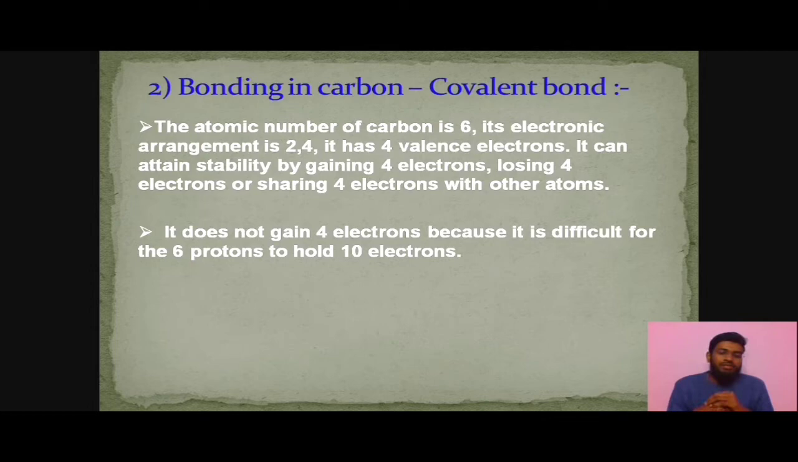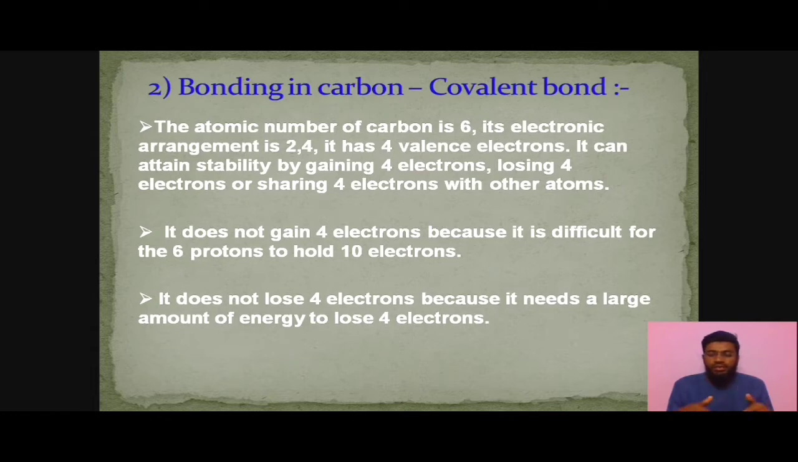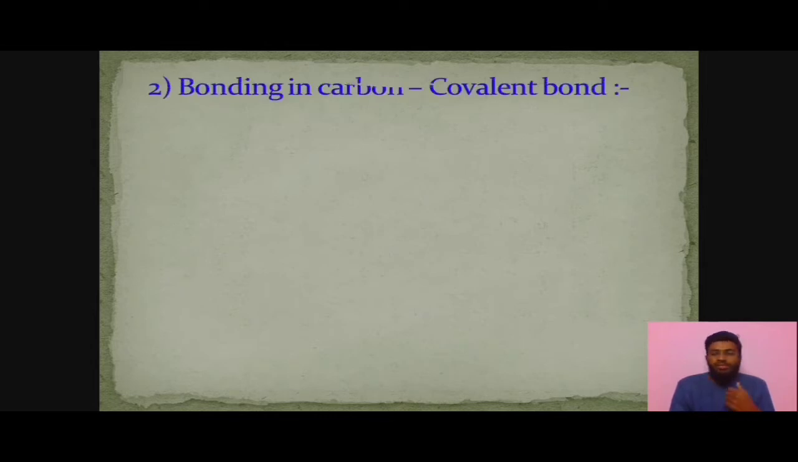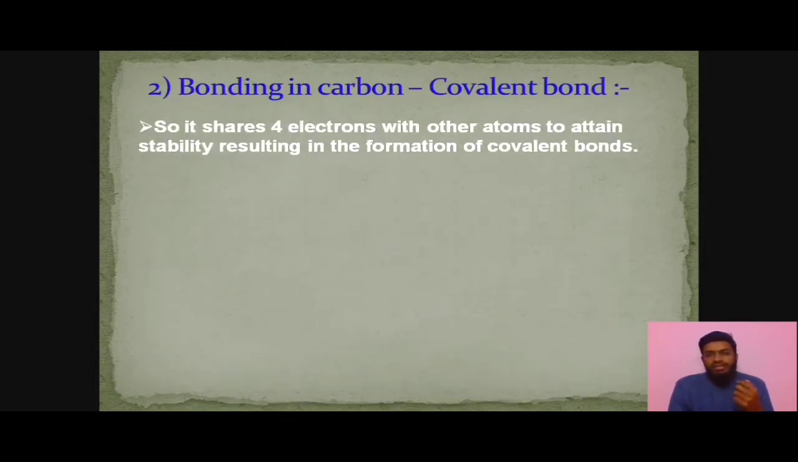Generally, carbon cannot gain 4 electrons. Why is this so? Because it is very difficult to hold 10 electrons with only 6 protons. And carbon cannot lose 4 electrons also, because a high amount of energy is required. That's why it cannot do so. So what happens in the case of carbon compounds? It shares its 4 electrons with the other atoms.